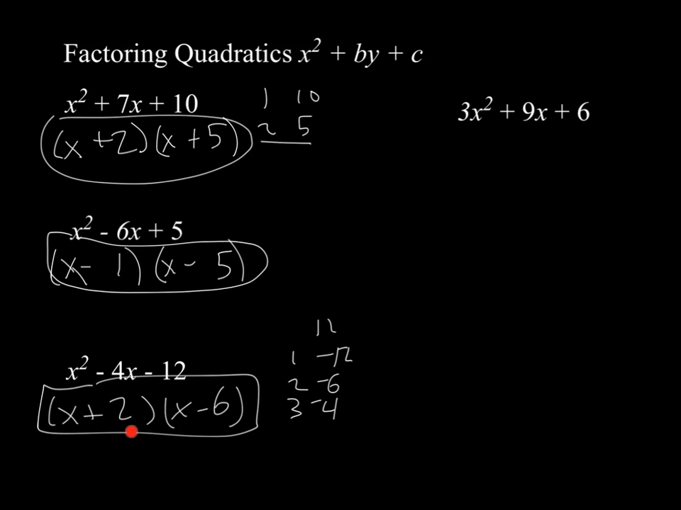And when you FOIL, 2 times negative 6 gives you negative 12. Negative 6x plus 2x gives you negative 4x, and x times x gives you the x squared.